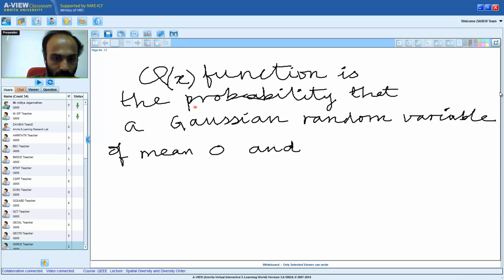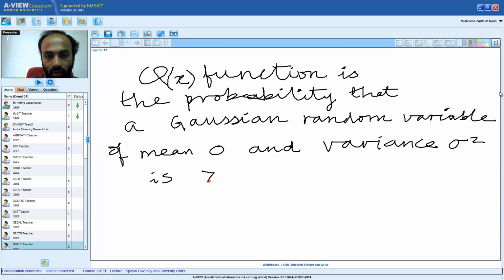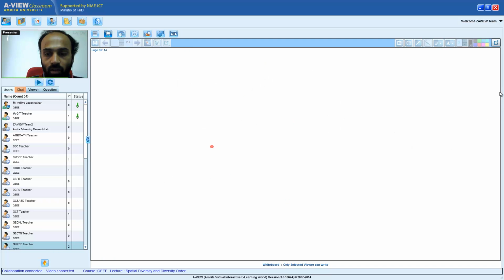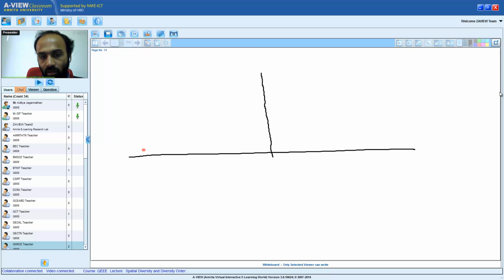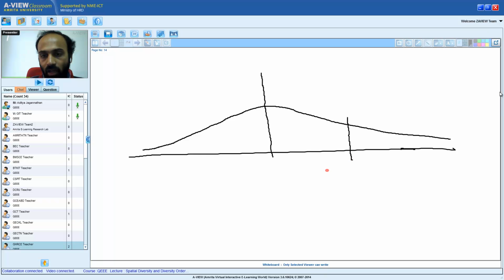The Q function is the probability that a Gaussian random variable of mean 0 and variance sigma square is greater than x. Let me draw this. If I have a Gaussian random variable and look at any point x, then the probability that this Gaussian random variable of mean 0 and variance 1 is greater than or equal to x is basically the Q function.